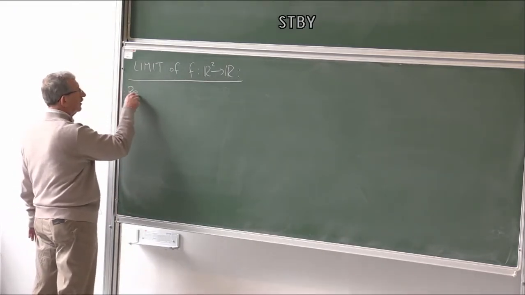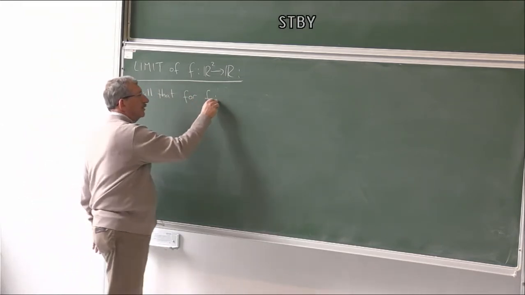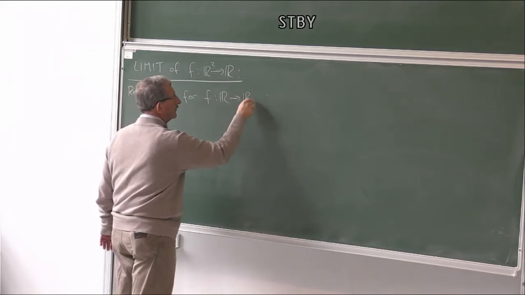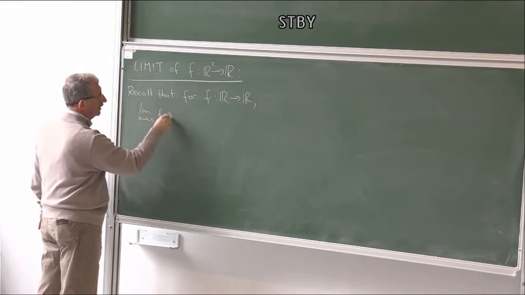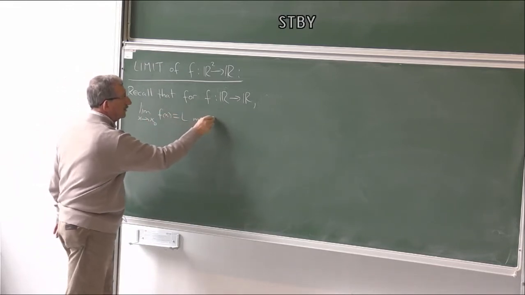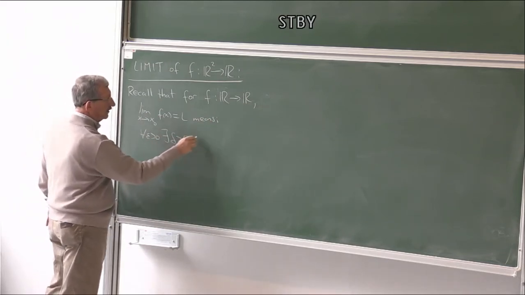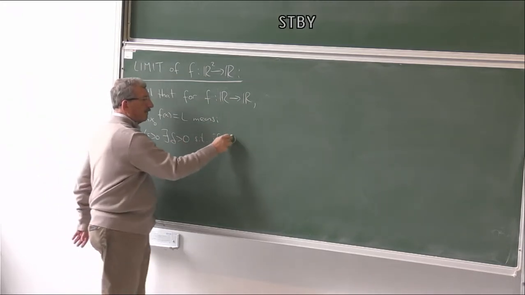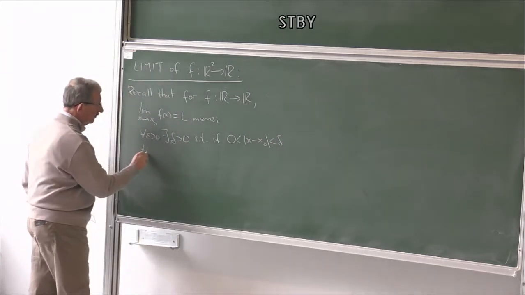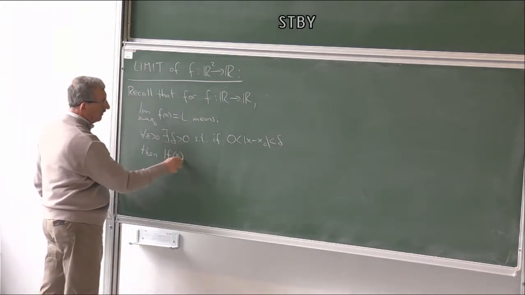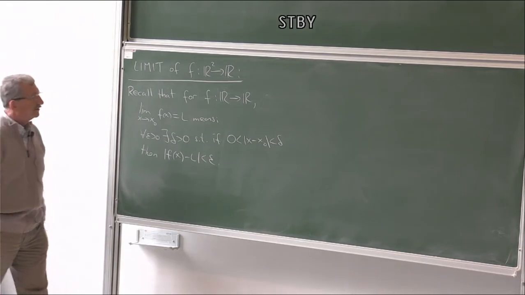So let us recall that for a function of one variable, limit x going to x0, f of x, is L, means for every epsilon, there is a delta such that if the distance between x and x0 is less than delta, then the distance between f of x and L is less than epsilon. This was our standard definition.